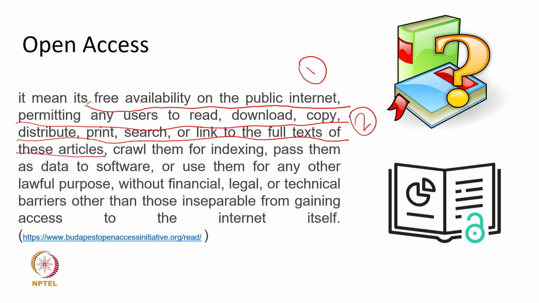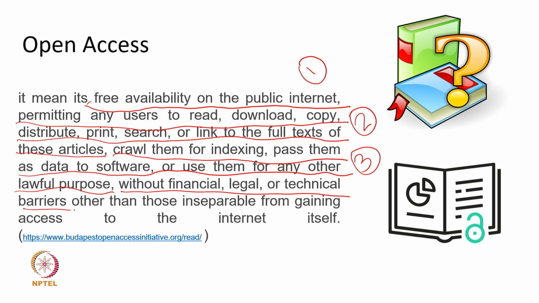This is the second part of what open access is. Then the third part is to crawl them for indexing, pass them as data to software, or use them for any other lawful purpose. And the fourth part is without any financial, legal or technical barriers other than those inseparable from gaining access to the internet itself.